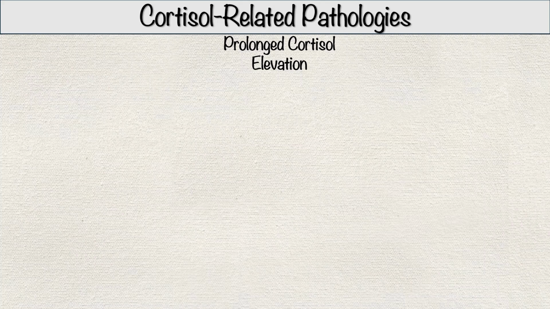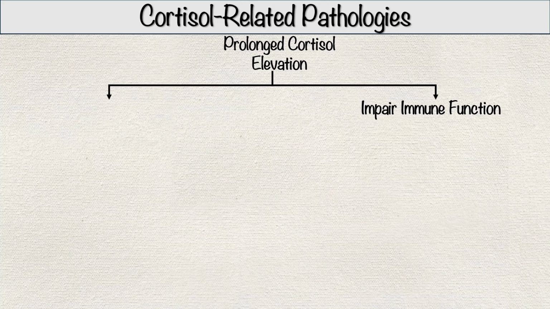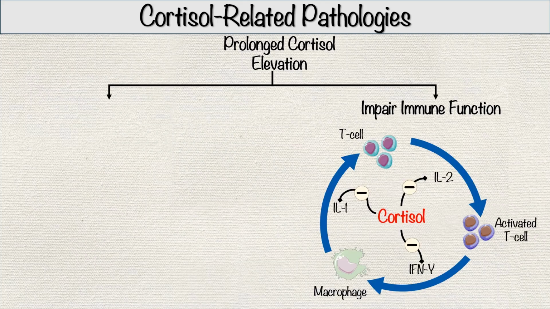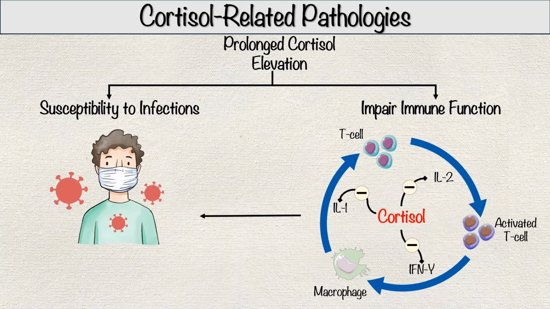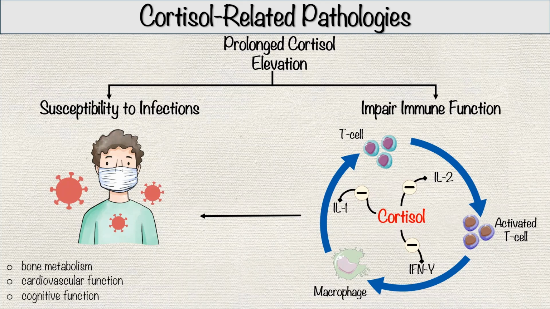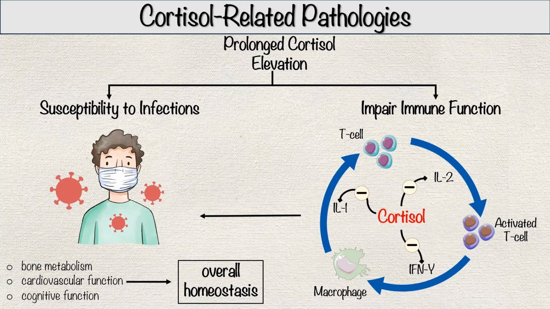Cortisol has significant effects on the immune system, generally acting as an immunosuppressant. It can suppress inflammation by inhibiting the production of inflammatory mediators and reducing the activity of immune cells. While this can be beneficial in preventing excessive inflammation, chronic cortisol elevation can impair immune function and increase susceptibility to infections. Beyond metabolism and immunity, cortisol also influences bone metabolism, cardiovascular function, and cognitive function. Its complex actions highlight its importance in maintaining overall homeostasis.